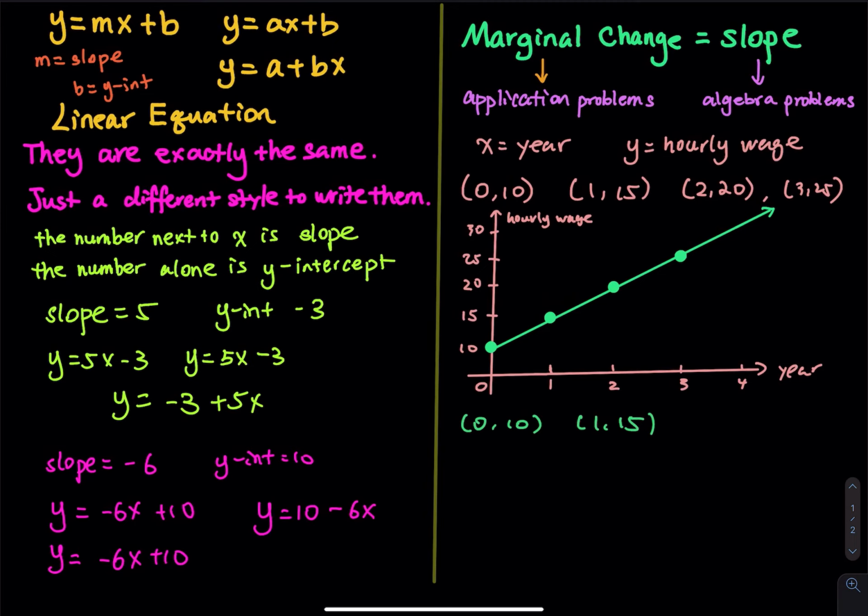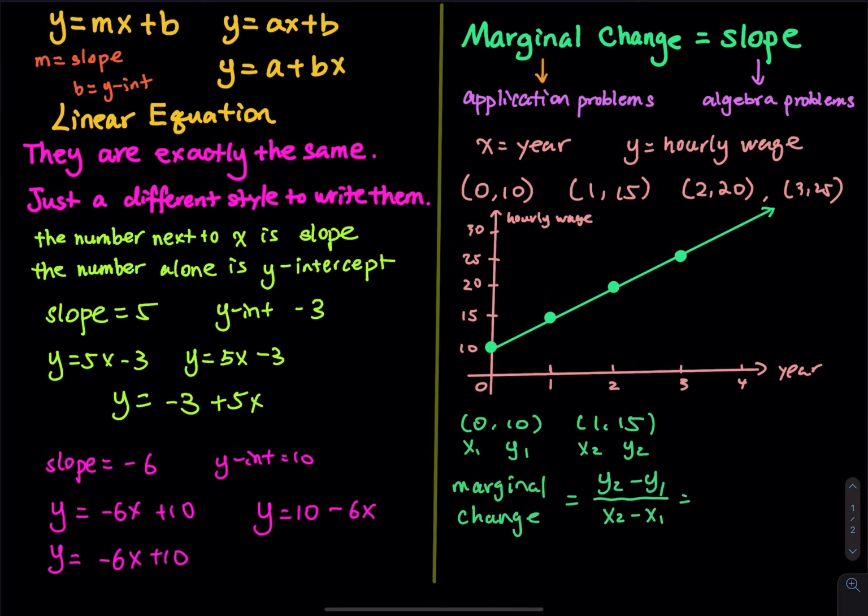It's easy. You have (0, 10) and (1, 15), right? So I have 2 points. The first point, the x and y coordinate, I call that x1, y1. The second point, I call that x2, y2. To calculate the marginal change, which is the slope, marginal change is equal to y2 minus y1, divided by x2 minus x1. So I will use 15 minus 10 divided by 1 minus 0. So that is 5 over 1, which is 5.